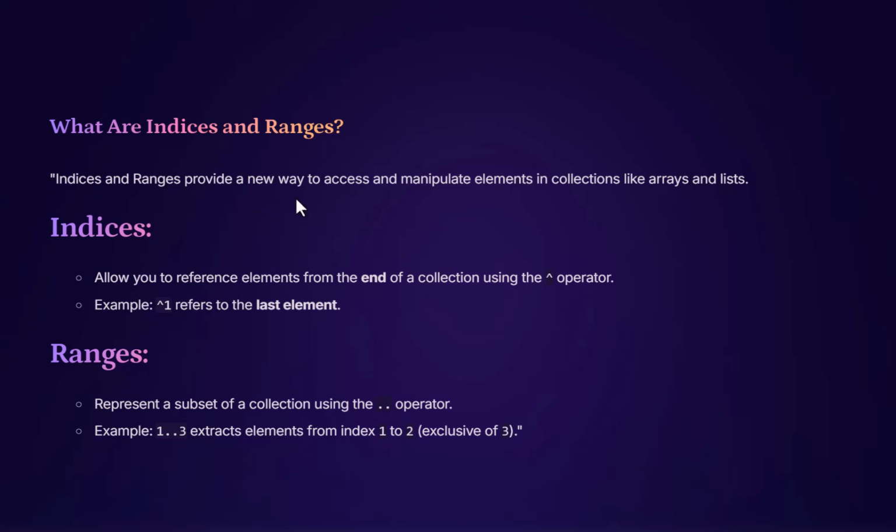Both of them provide a new way to access and manipulate elements in a collection. Indices allow you to reference elements from the end of a collection using the ^ operator. For example, once we use this operator, it refers to the last element. On the other hand, we have ranges, which represent a subset of a collection using the double dot operator. For example, if I say 1..3, it extracts elements from index 1 to 2, exclusive of 3.